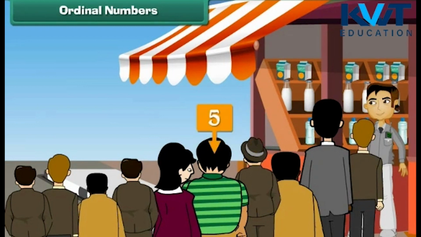The person standing at position 5 is fifth. The person standing at position 6 is sixth. The person standing at position 7 is seventh. The person standing at position 8 is eighth. The person standing at position 9 is ninth. The person standing at position 10 is 10th.